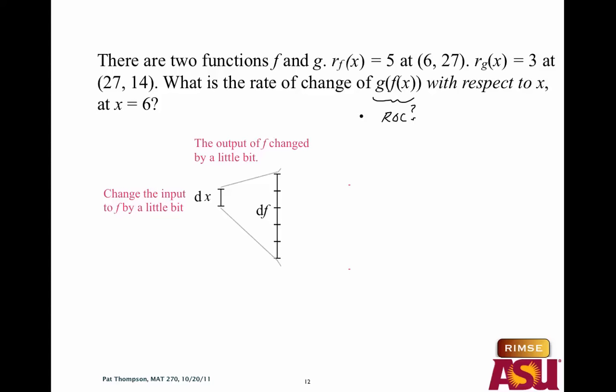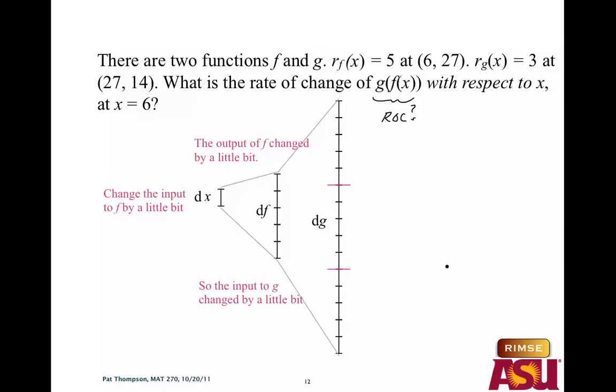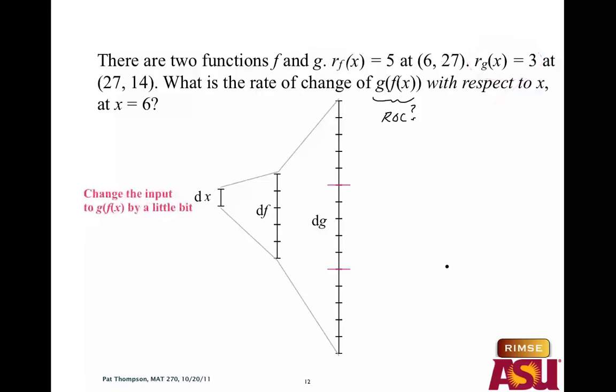Right. So the rate of change of g with respect to its input is 3, which means if we have this much of a change of f, g is going to change by 3 times as much as the change in f. So when x changes a little bit, how much does g of f of x change? Here's our little change in x. How many times that change in x does that function change? Do you see that it's 15?